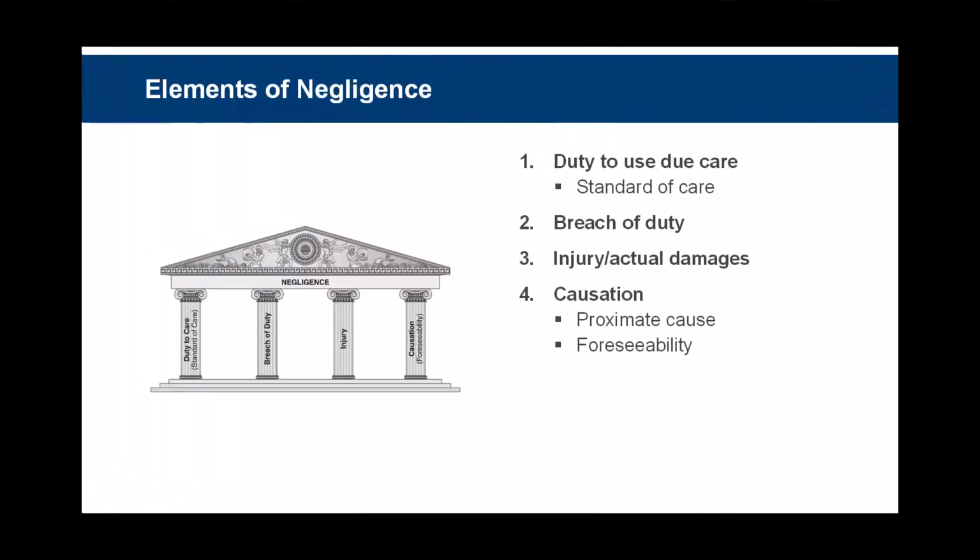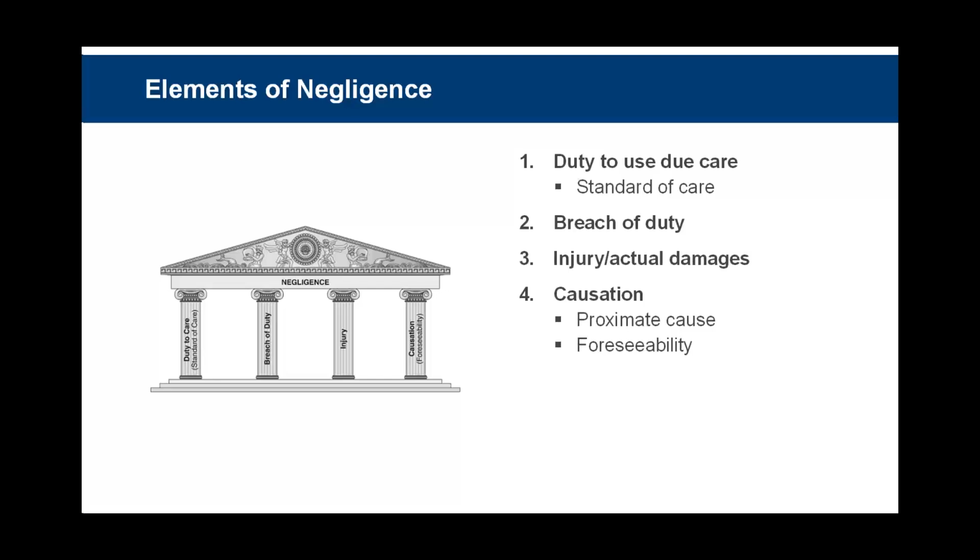We're delving into a fundamental topic in tort law: the elements of negligence. Understanding these elements is crucial for healthcare professionals to ensure they uphold the highest standards of patient care and minimize legal risks. As illustrated on the slide, there are 6 key elements to prove negligence: use due care, standard of care, breach of duty, injury actual damages, proximate cause, causation, and foreseeability.